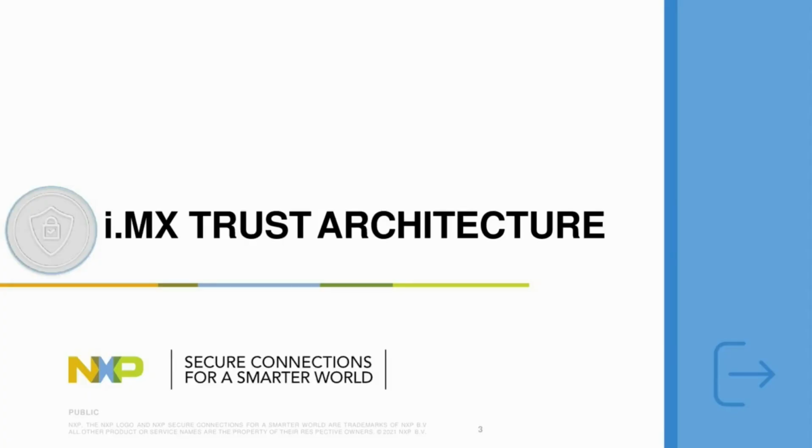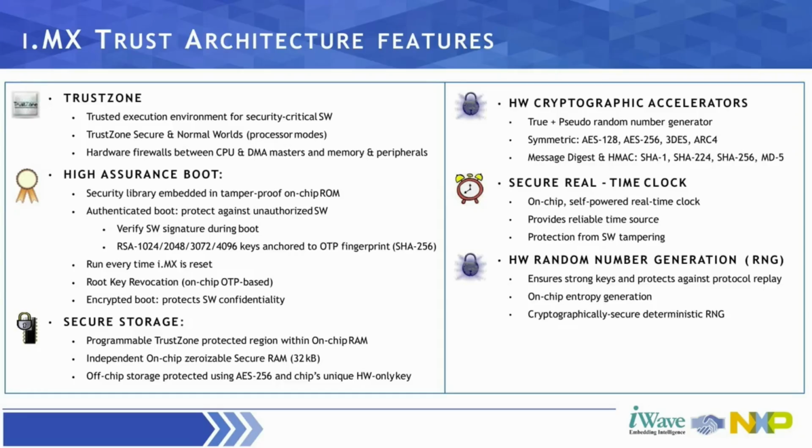The secure solution on i.MX and Layerscape is referred to as the trust architecture. We did have several versions of the trust architecture. We are at trust architecture number 5. So if we go into the feature set, as I said, we have the TrustZone. This is useful to isolate secure critical software. TrustZone is obviously an ARM extension, and we are leveraging that with our enablement software that is running OP-TEE.